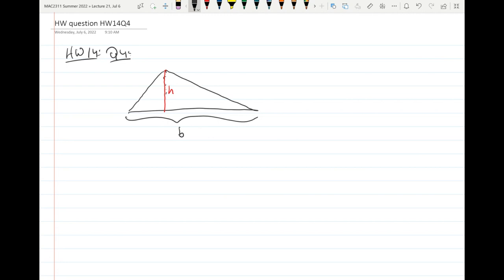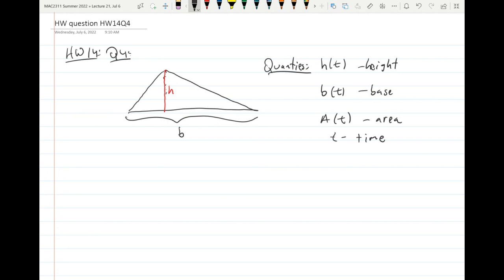The point is that we have certain quantities here. So what are the quantities involved in this problem? Certainly we have the height, we have B, which is the base, and then we have A, which is the area. And we're being told that these things are growing, so all of these are functions of time. And T here is time. So these are the quantities in question.